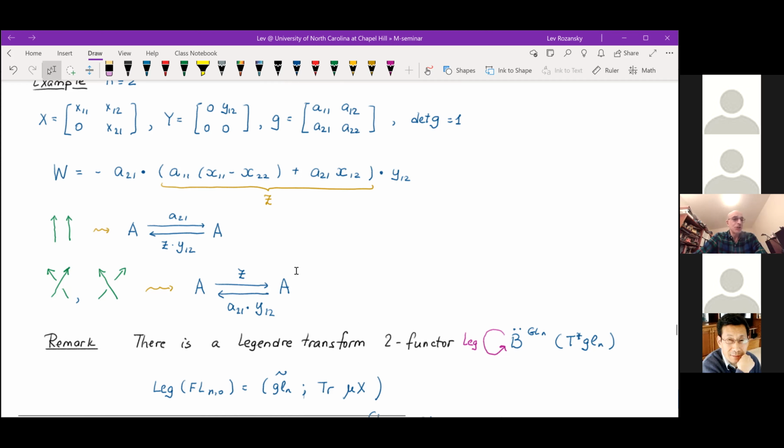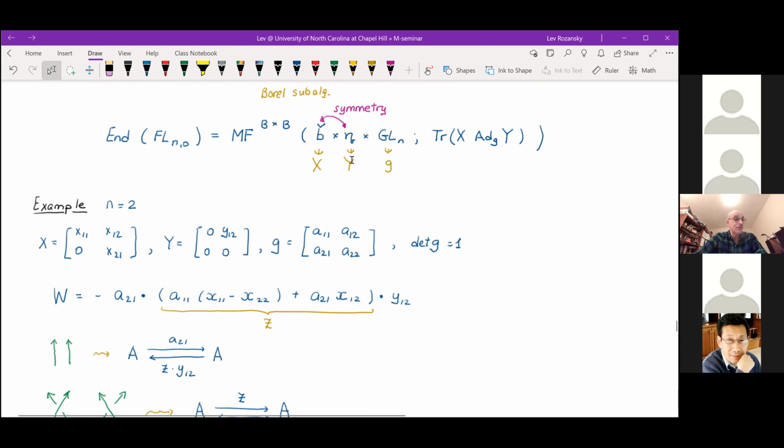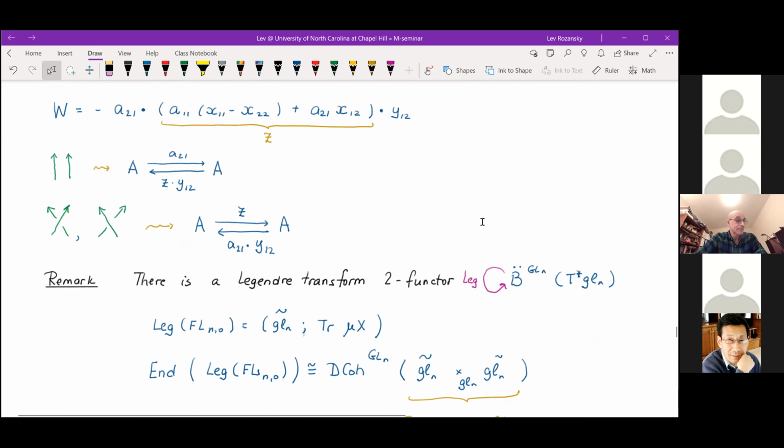By the way, here I should also quote Arkhipov and Kanstrup, who were also exploring this representation of affine braid groups into matrix factorizations. I'm sorry, I forgot to quote them here.